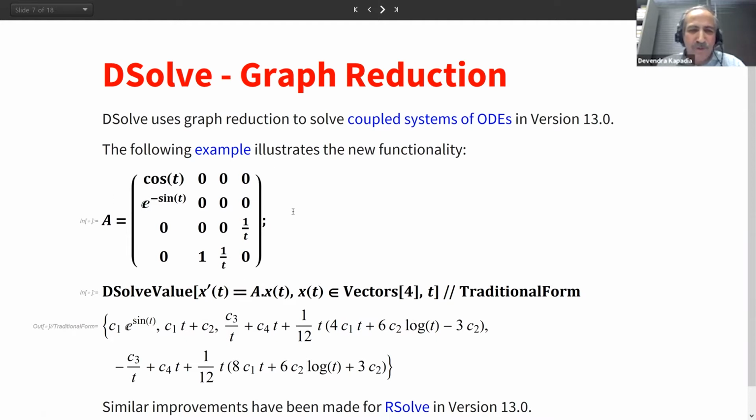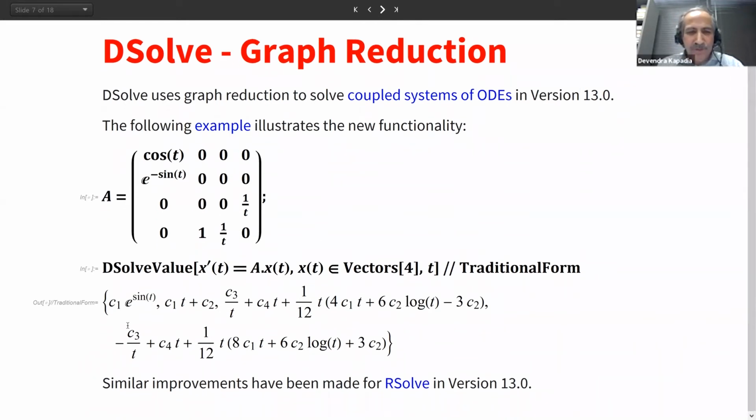So here's an example of a 4x4 system. The first equation depends only on the first variable. You can solve it, e raised to sine t, plug it back over there, use that solution, and then solve the whole system. So this kind of thing didn't work so well in earlier releases. We've done it now, and here's the beautiful answer from DSolve for this example in the matrix notation. So we have the improvements for DSolve and also for RSolve in version 13.